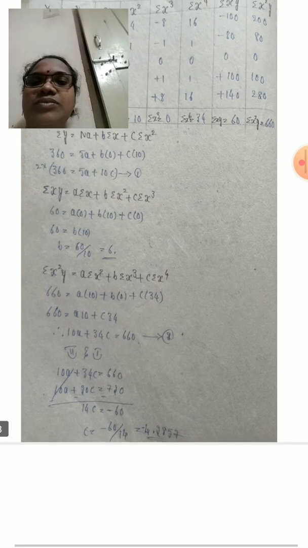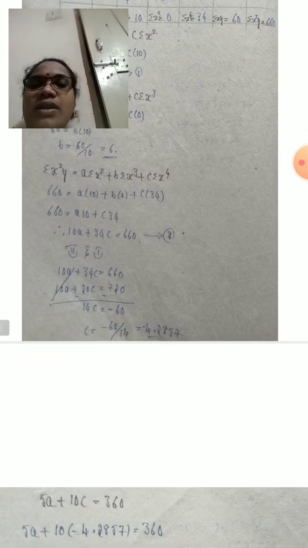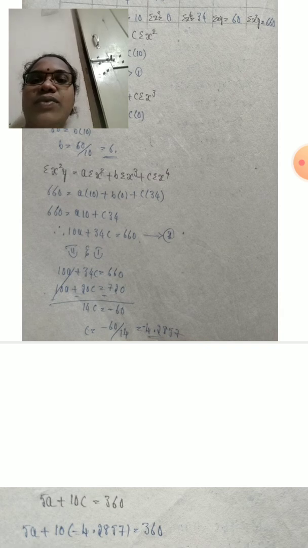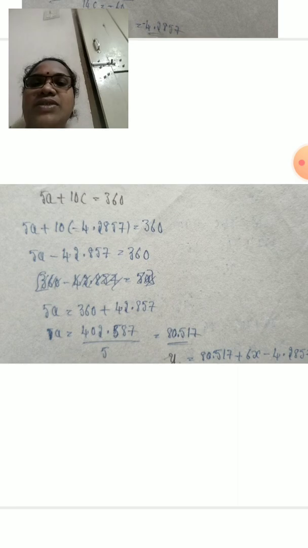Next, in the first equation, 2 into 360 is 720, 2 into 5A is 10A, 2 into 10C is 20C. Now here, 10A minus 10A will be cancelled. 34C minus 20C is 14C equals 660 minus 720, that is minus 60. C equals minus 60 by 14, that is minus 4.2857.